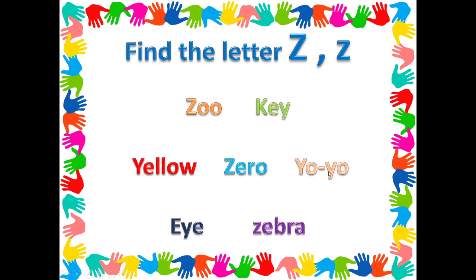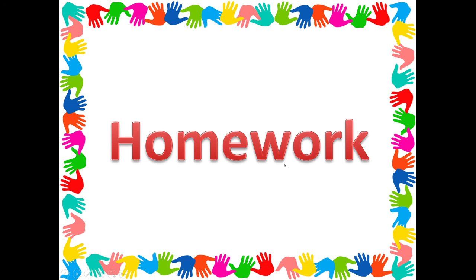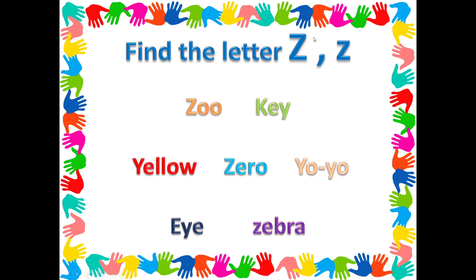Yo-yo. Does it have the letter Z? No, it does not. I. Does the word I have the letter Z in it? No, it does not. Zebra. Yes. The first letter is Z. Now, we finished our English alphabet. We just took the last letter, which is Z.